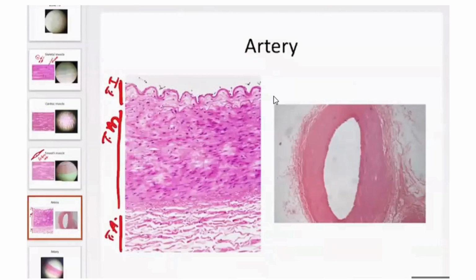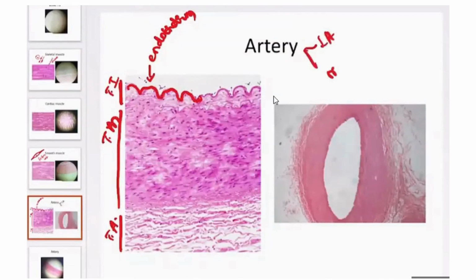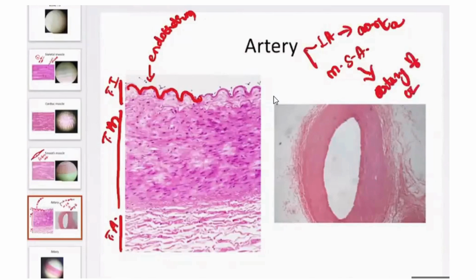I already told you the inner lining of the blood vessel is called the endothelium. Endothelium means what epithelium? Simple squamous epithelium. There are 2 types of artery, large artery and medium size artery. A large artery example is the aorta. Medium size arteries are the arteries of the upper limb and lower limb.